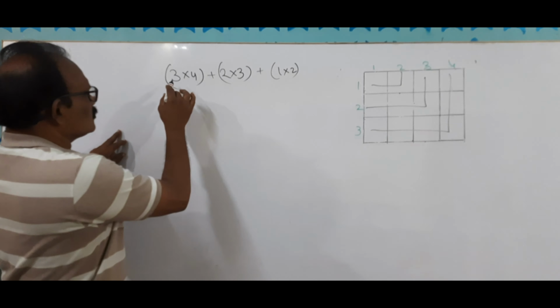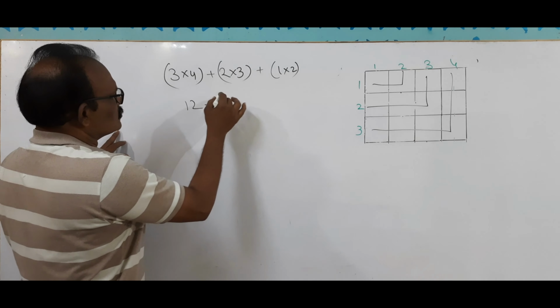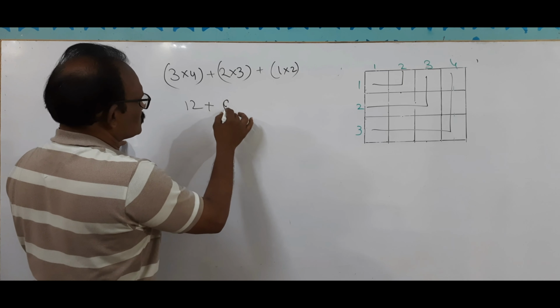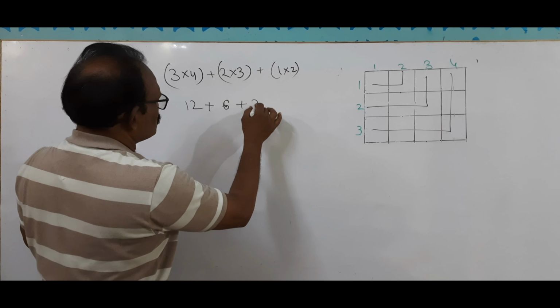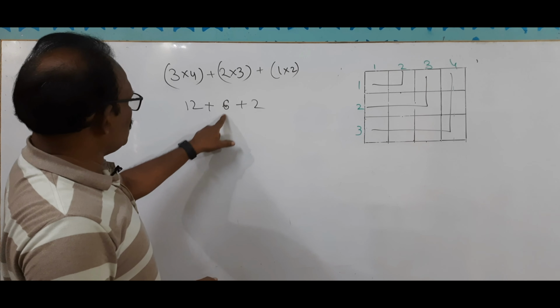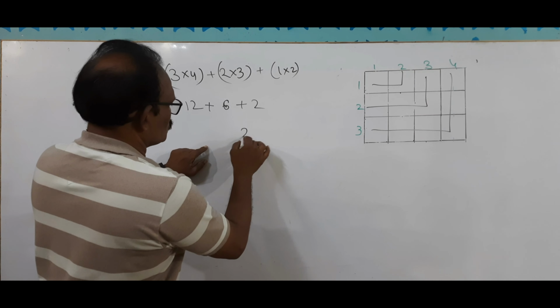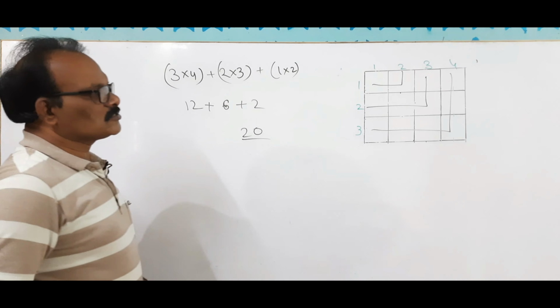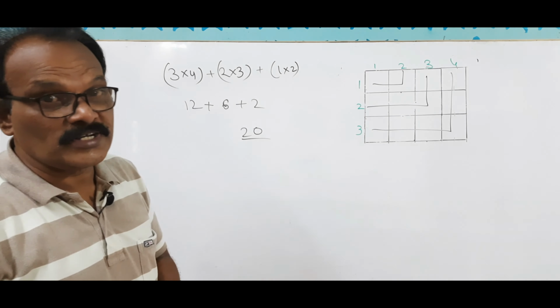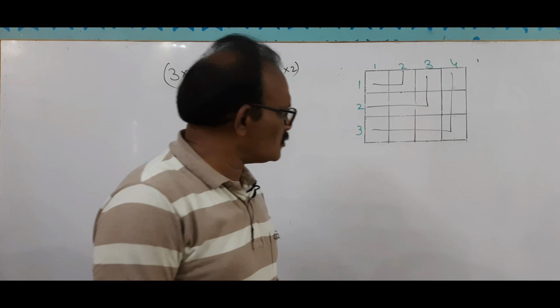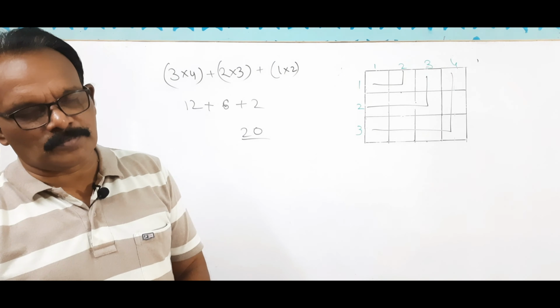So leave it. Now 3 4s are 12, 2 3s are 6, 2 1s are 2. Now what will we get? 12 plus 6 is 18, plus 2 is 20. So you can see 20 squares are there. This is the way you can find out this type of sums.